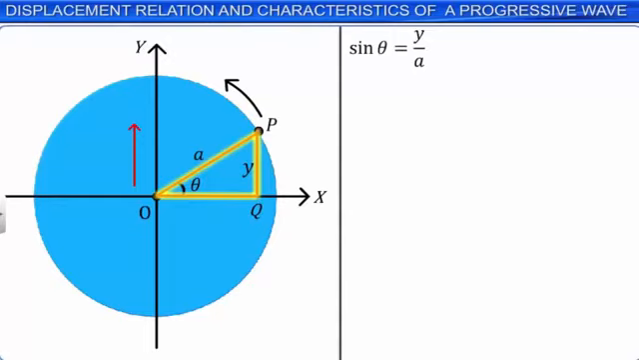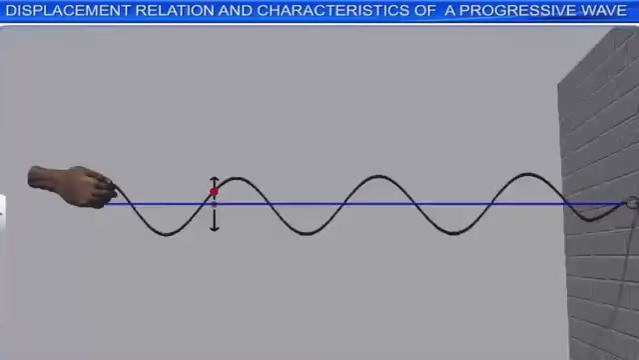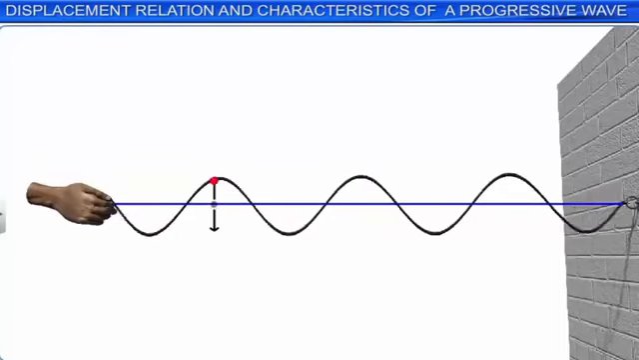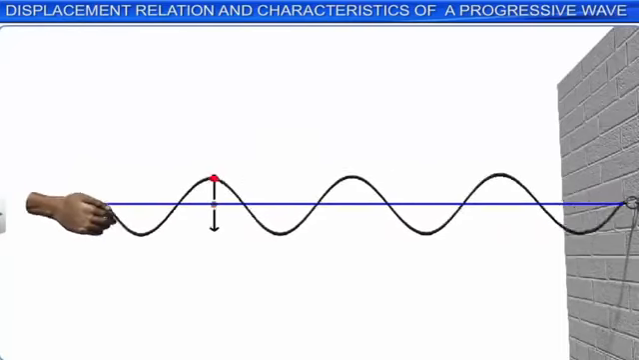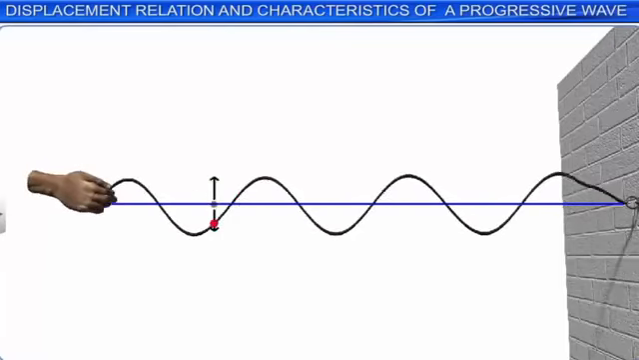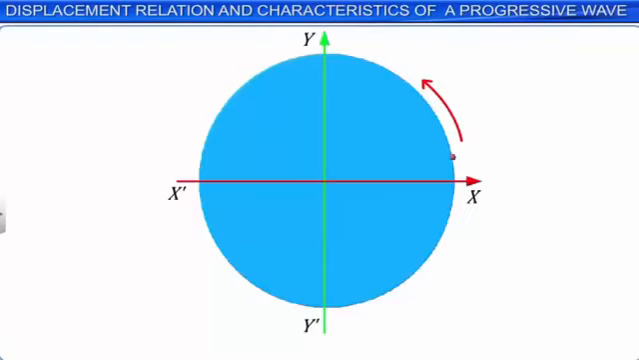Let us consider a point P moving along a circular path with constant angular velocity omega radians per second. Take the projection of this point P on the time meter parallel to the y-axis to obtain the point P dash. As P moves around the circular path, P dash will be moving up and down along the time meter with simple harmonic motion.